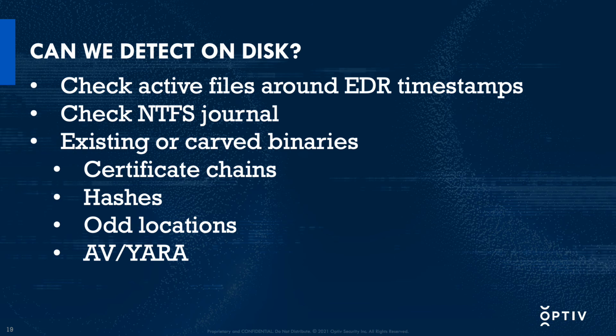Besides those that are active, we can carve for binaries and DLLs and Excel documents and whatever else that the ScareCrow payload may have been generated as. Once we've identified those, we can do a lot of our traditional checks against files, whether that's their hashes and checking to see if it's out on VirusTotal, or checking the certificate chains to see if they're valid, or that the certificate itself signing the binary is valid.